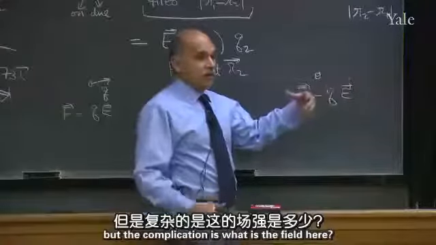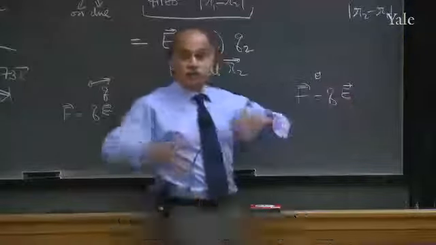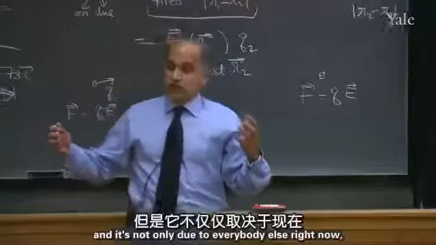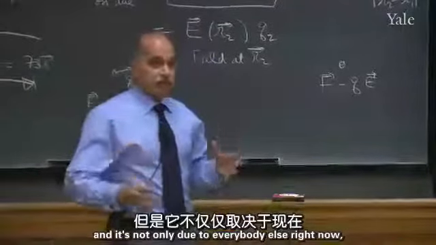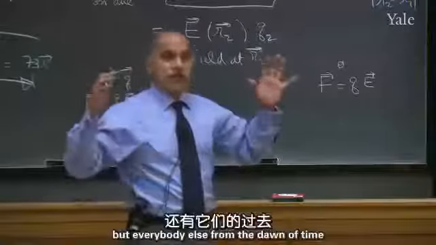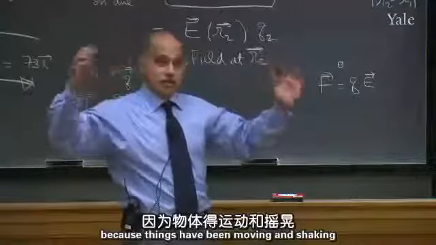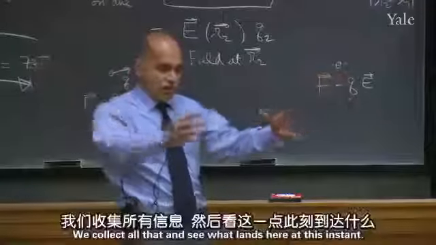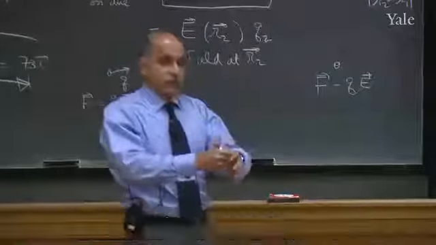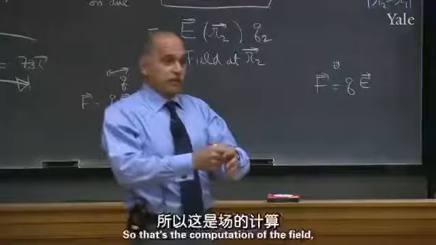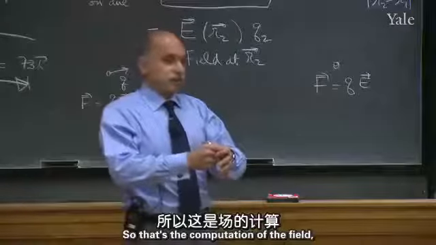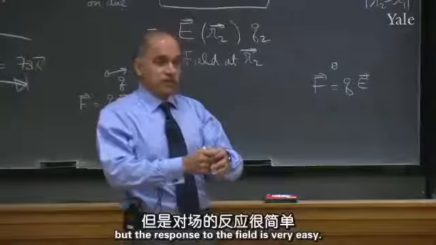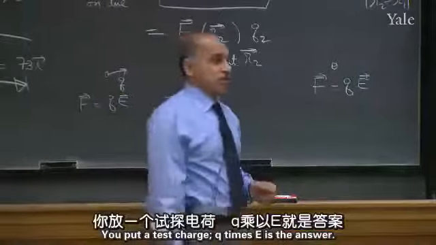But the complication is, what is the field here? Well, it's due to everybody else. And it's not only due to everybody else right now, but everybody else from the dawn of time, because things have been moving and shaking and sending signals to us. We collect all that and see what lands here at this instant. That decides the field here. So that's the computation of the field. But the response to the field is very easy. You put a test charge, q times E is the answer.